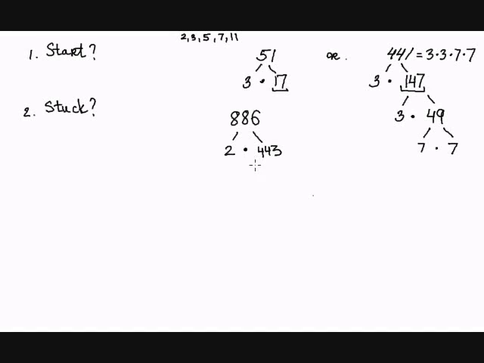So we have a large number which is not divisible by any of the small primes that we know. So here's the time to check if 443 is actually a prime number. And in fact it is a prime number, so we were actually done over here. So the prime factorization of 886 is 2 times 443.